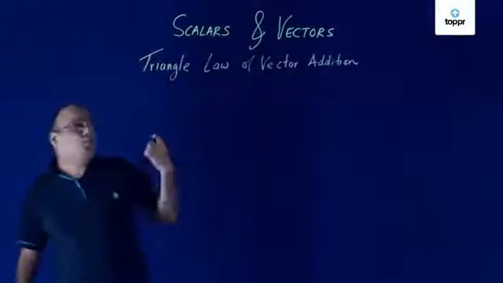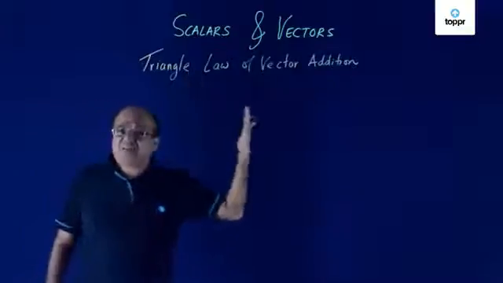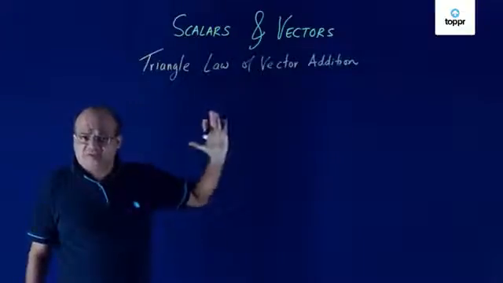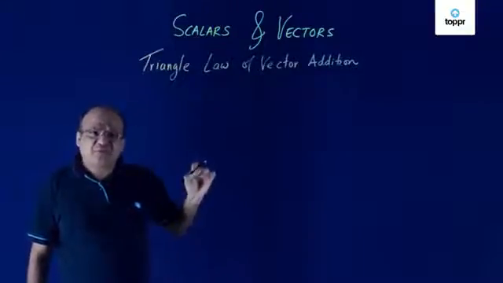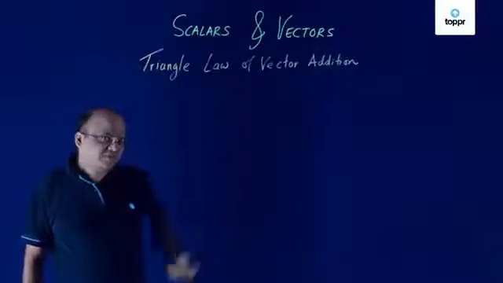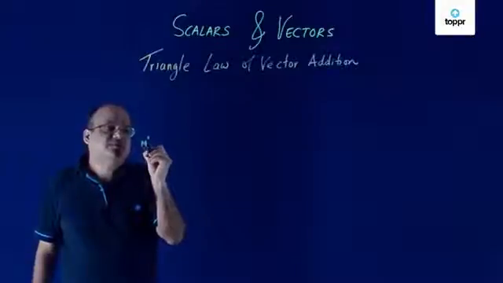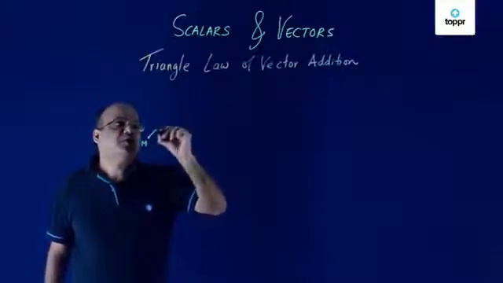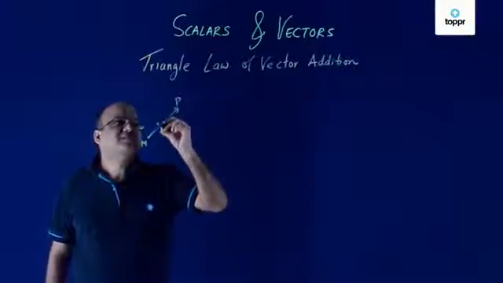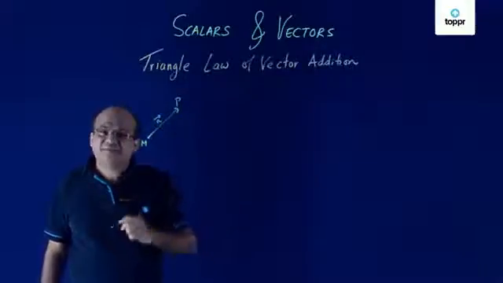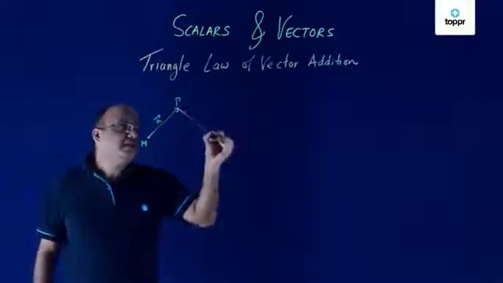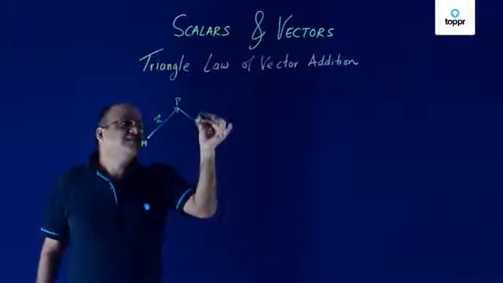Now we learn how to add vectors by triangle method. First we learn how to add fixed vectors. So I am in Mumbai now, and from Mumbai I go to Pune. This is say A vector. From Pune I go to Delhi. That is B vector.